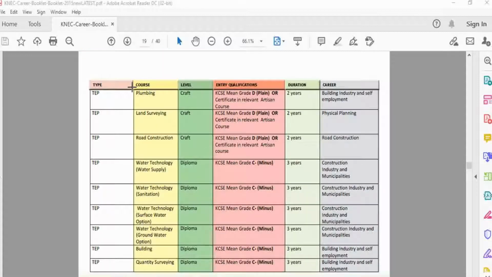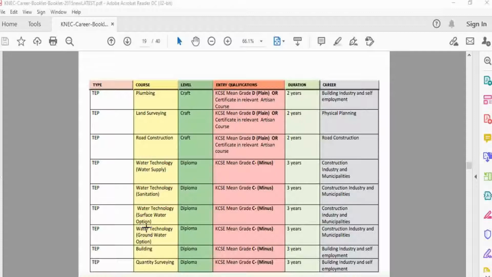Then there are certificate courses in plumbing, land surveying, road construction, water technology and supply. And notice these courses have the same entry level, that is D-. For certificate courses, for most of the engineering courses, the entry level is D-, and they usually take a total of 2 years. But nowadays the courses are modular, that is, you sit for a national examination at the end of every academic year.